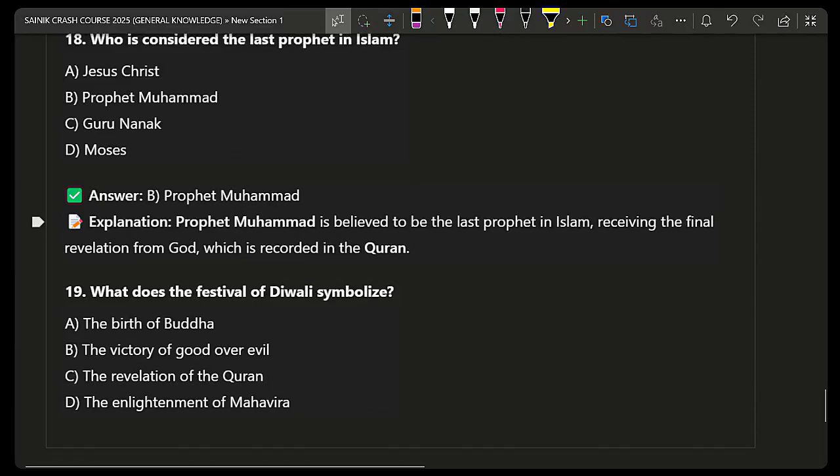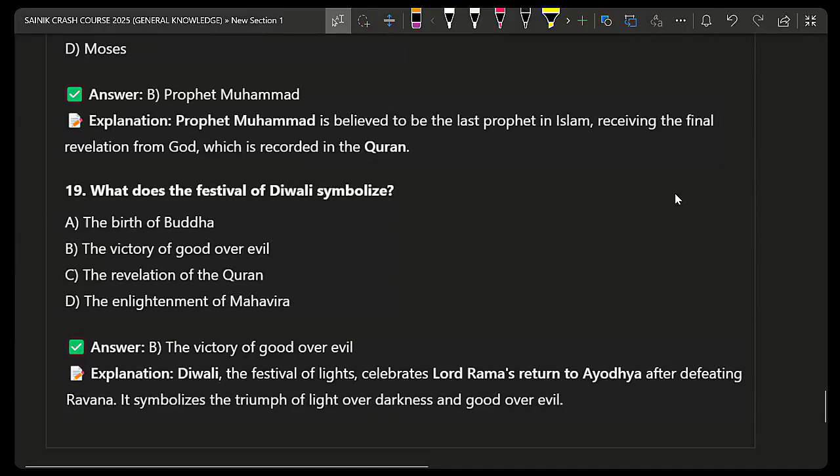Time up. One student said the enlightenment of Mahavira, wrong answer. One student said the birth of Buddha, wrong answer. Two students said the revelation of Quran, wrong answer. 13 students gave the correct answer. That is the victory of good over evil. And last question from today's class.